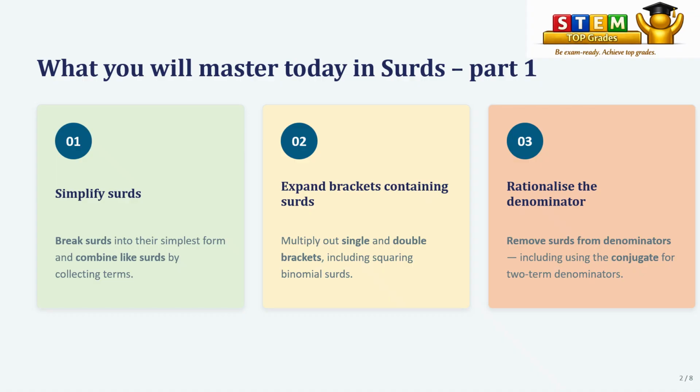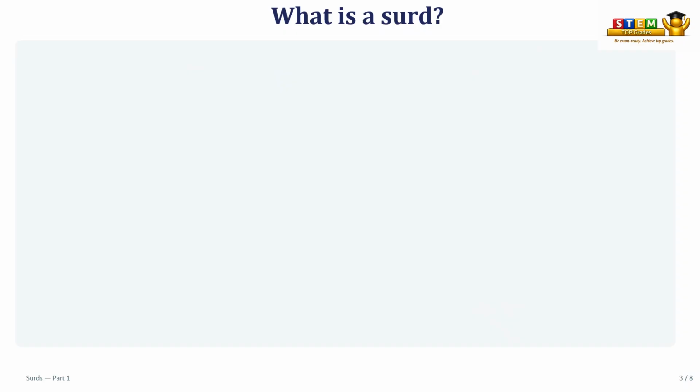Thirdly, we're going to be rationalizing the denominator. So that will require us to remove surds from denominators, including using the conjugate for two-term denominators.